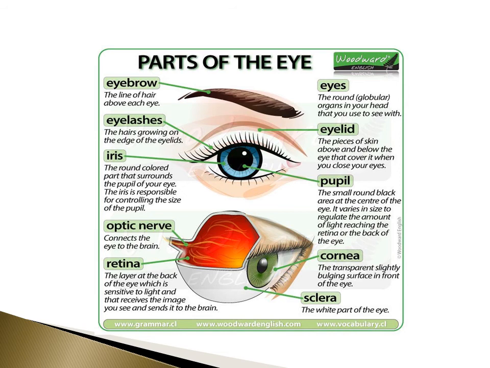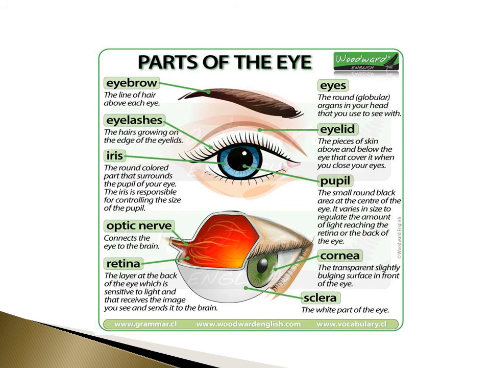And then we also have the optic nerve, which connects the eye to the brain. The optic nerve consists of nerves that carry impulses to our brain. Before that, we go to the cornea. The cornea is the transparent, slightly bulging surface in front of the eye. It is not that evident, but it's a bulge in front of our eyeball. It's very transparent. That's the cornea.